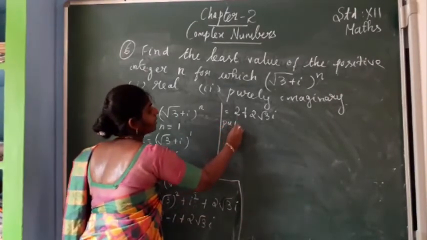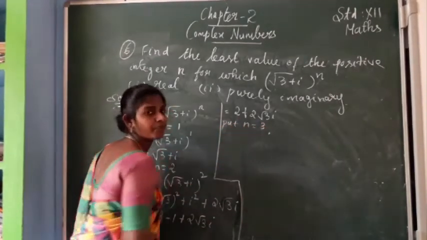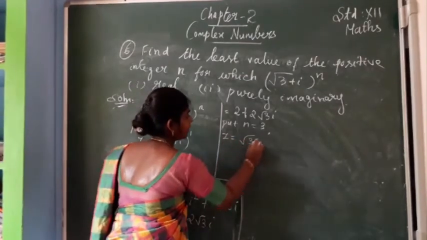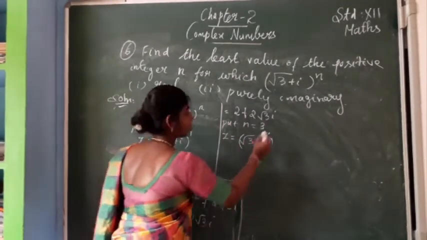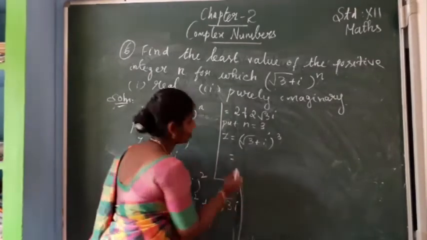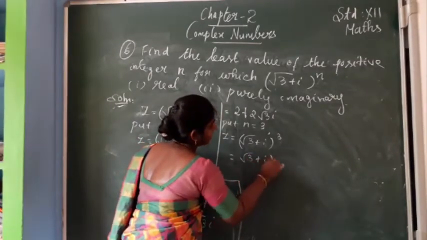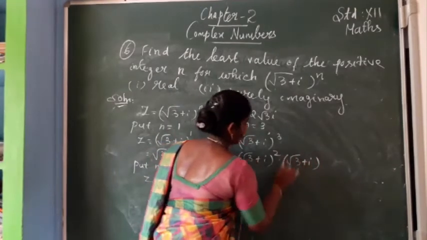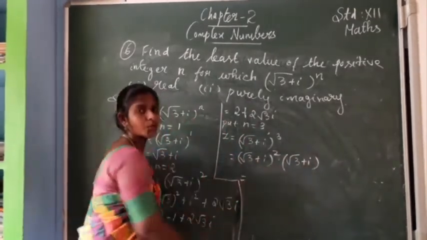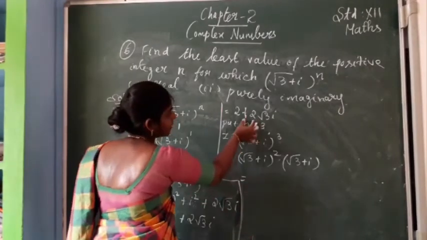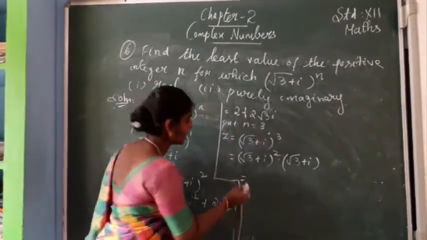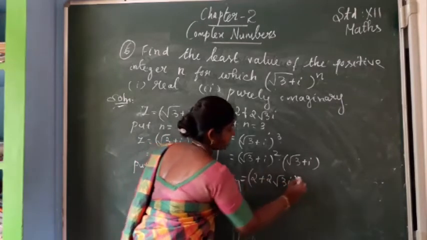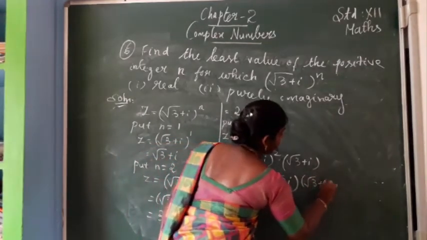Again we have to put n equal to 3. So it is equal to (root 3 plus i) the whole cube. That's equal to (root 3 plus i) the whole square into (root 3 plus i). We already found (root 3 plus i) the whole square, so what is the value? 2 plus 2 root 3 i. So (2 plus 2 root 3 i) into (root 3 plus i).